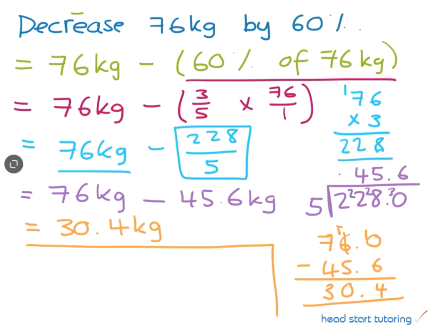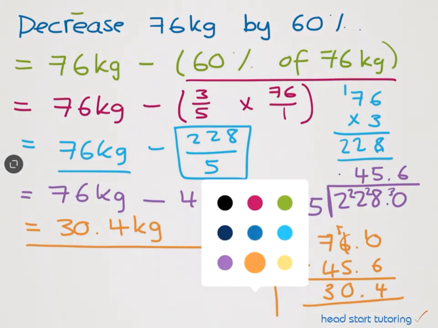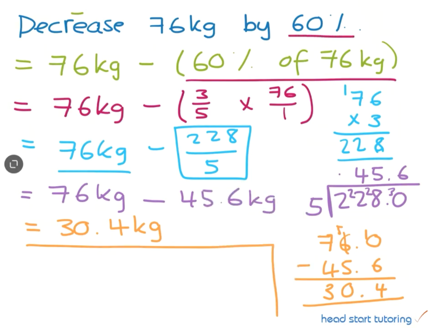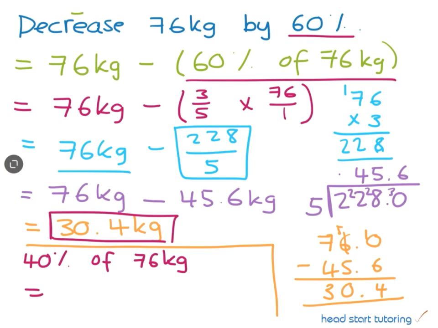And what I challenge you to do now is to check whether, because we were decreasing 76 kgs by 60%, I would like you to see whether 40% of 76 kgs will give us the same answer. So decreasing 76 kgs by 60% gives us an answer of 30.4 kgs. So what you can do is pause your video now and work out 40% of 76 kgs and see whether you get an answer of 30.4 kgs.